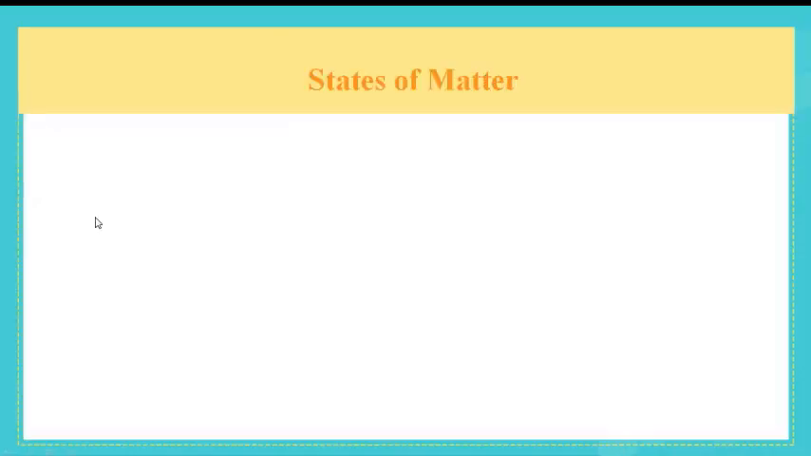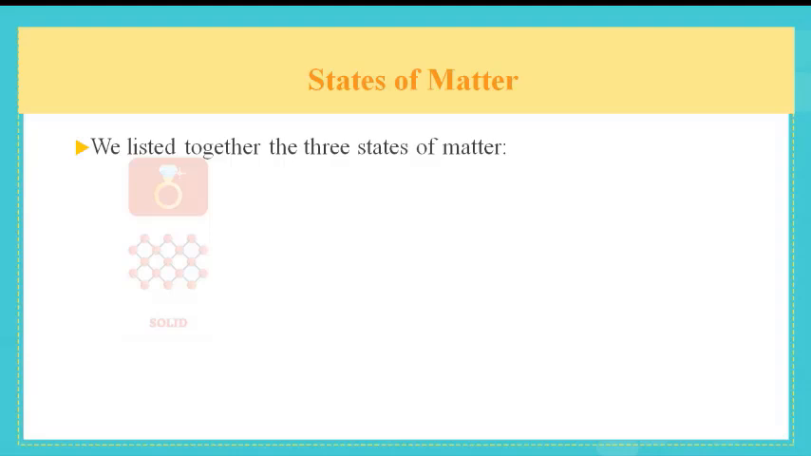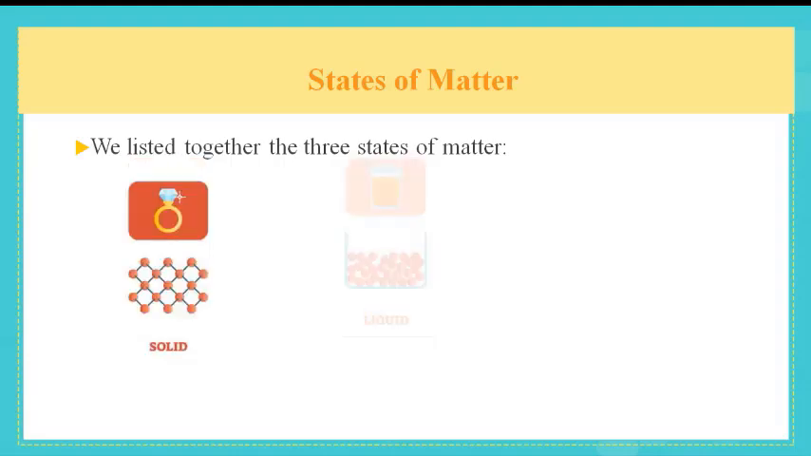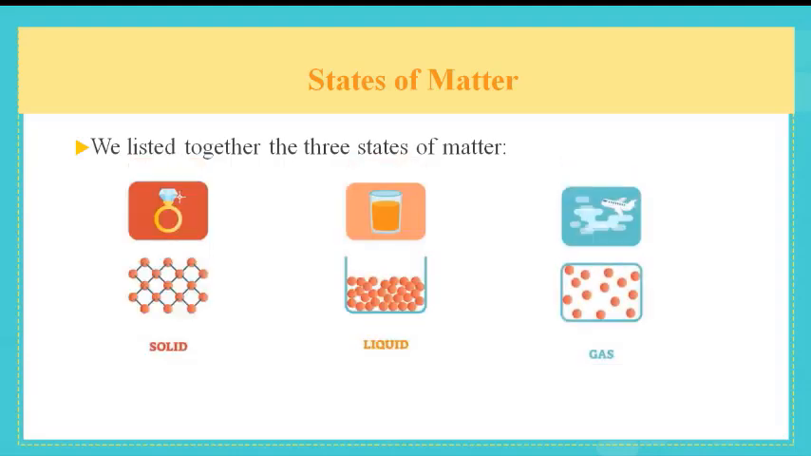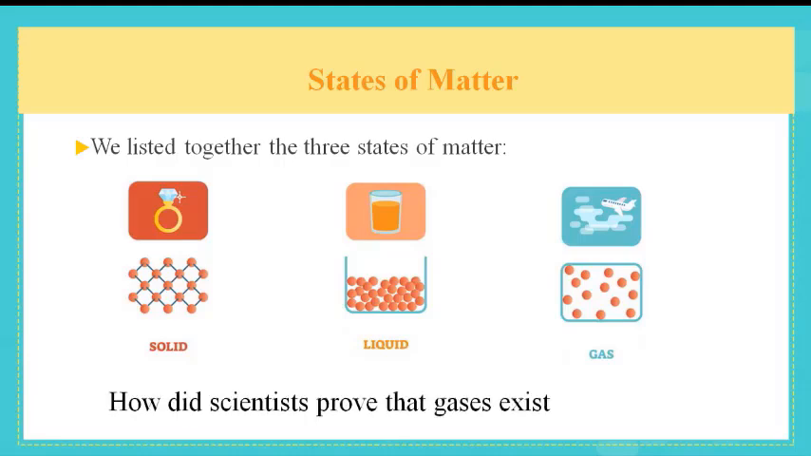As you know, matter could be classified according to the physical state of matter. So we have solid, liquid, and gases. But how did scientists prove the existence of gases?